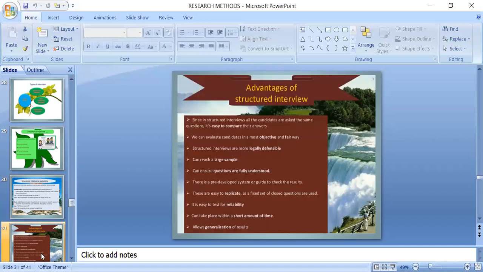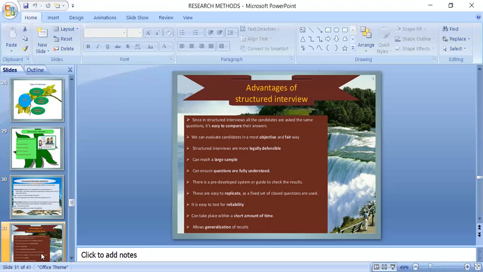Advantages of this interview method: we can reach a large sample and questions are fully understood. There is a pre-developed system or guide to check the result, because you have planned everything before conducting the interview. So the results or the advantages are according to your planning.